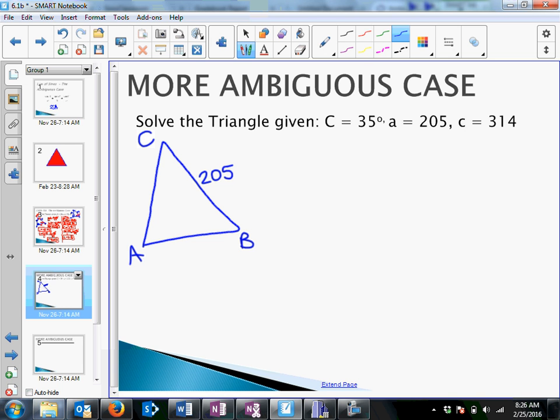Side a is 205, side c is 314, and angle C is 35 degrees. Okay, so what do we have to find first? Angle A. So we have the sine of angle A over 205 equals the sine of 35 degrees over 314.